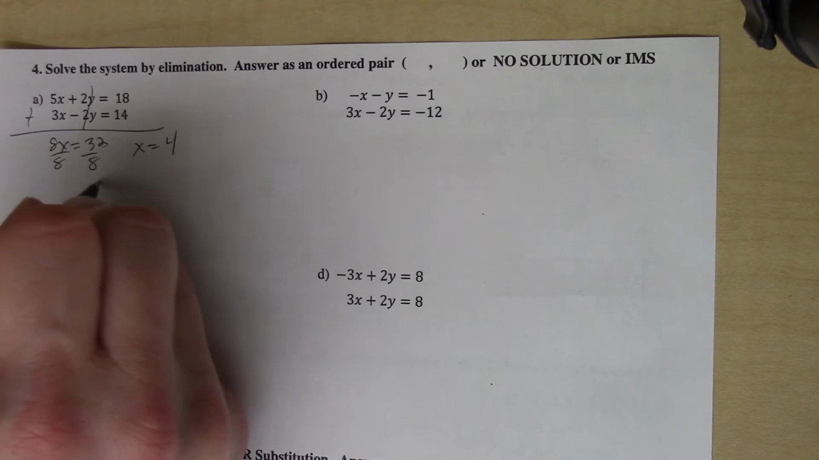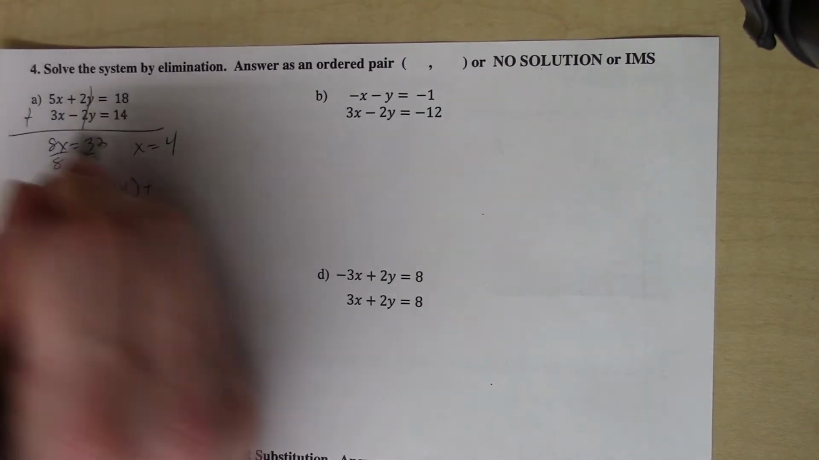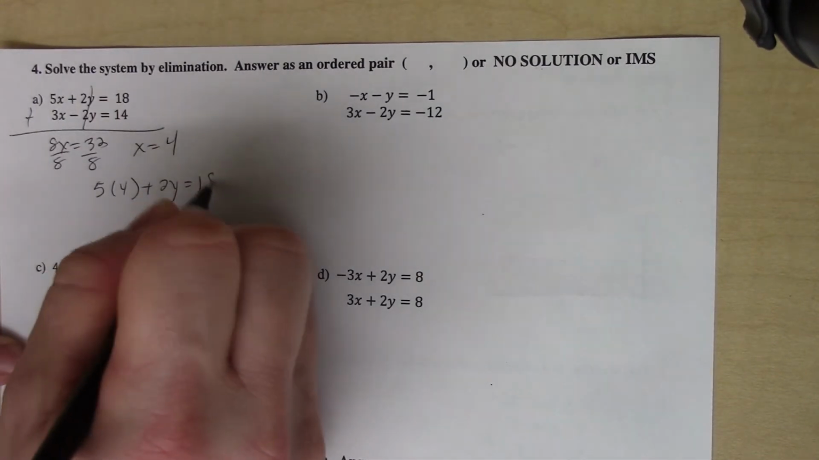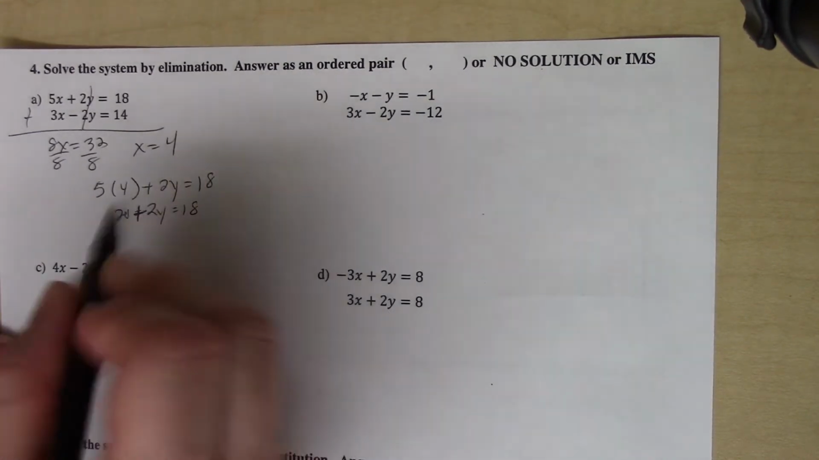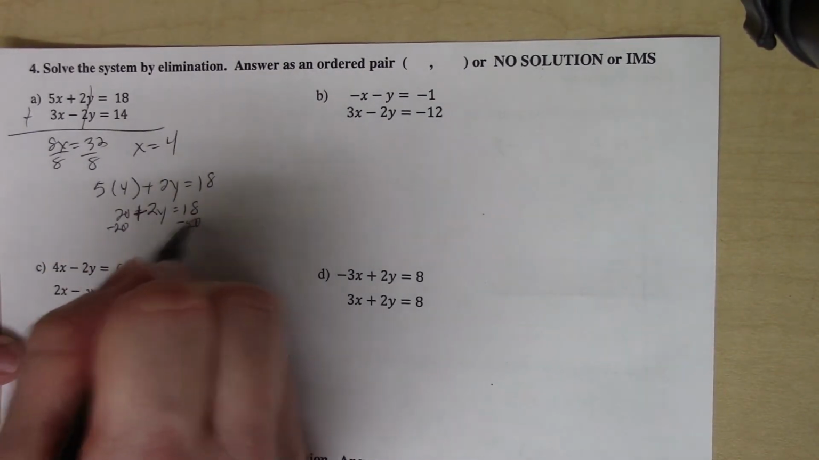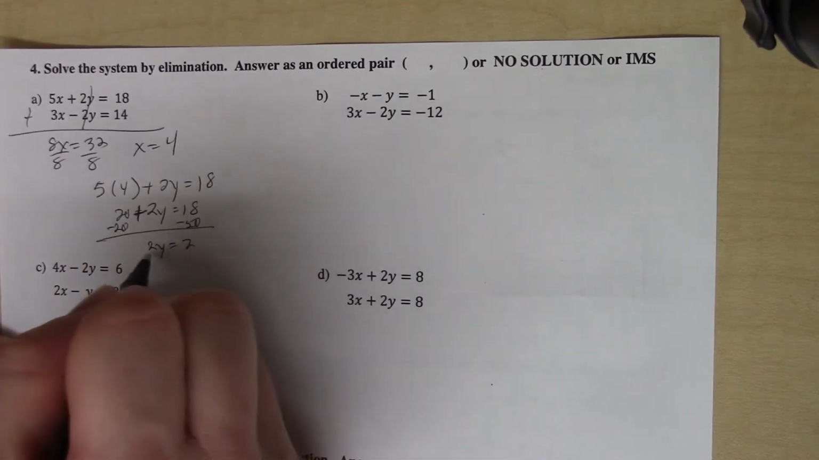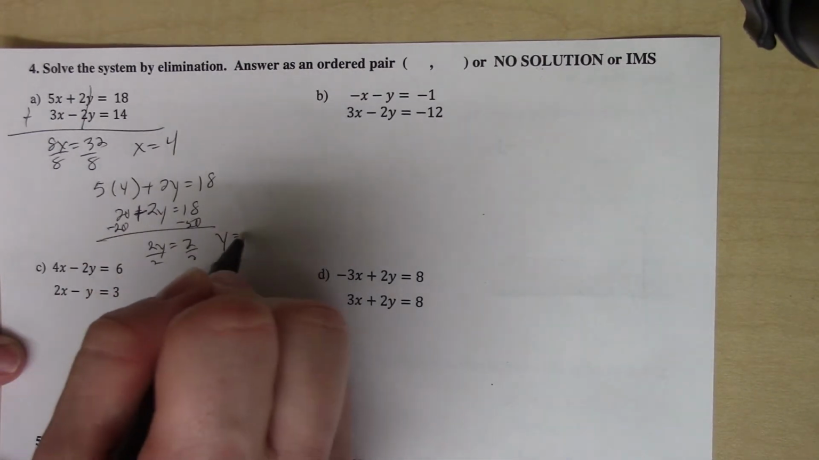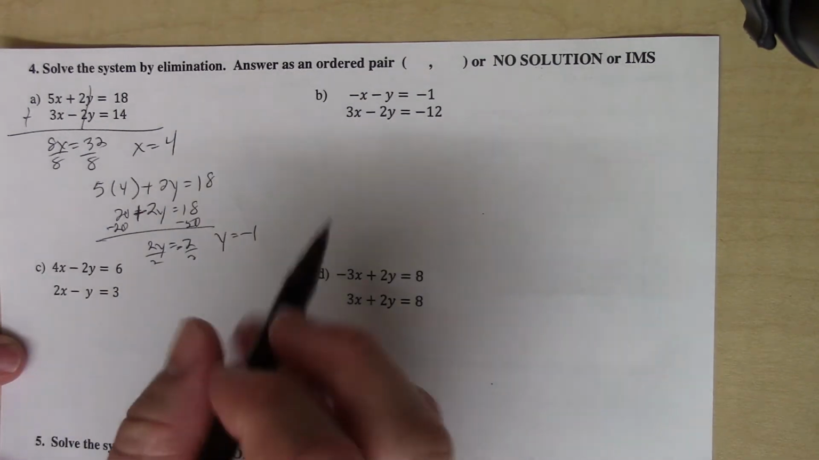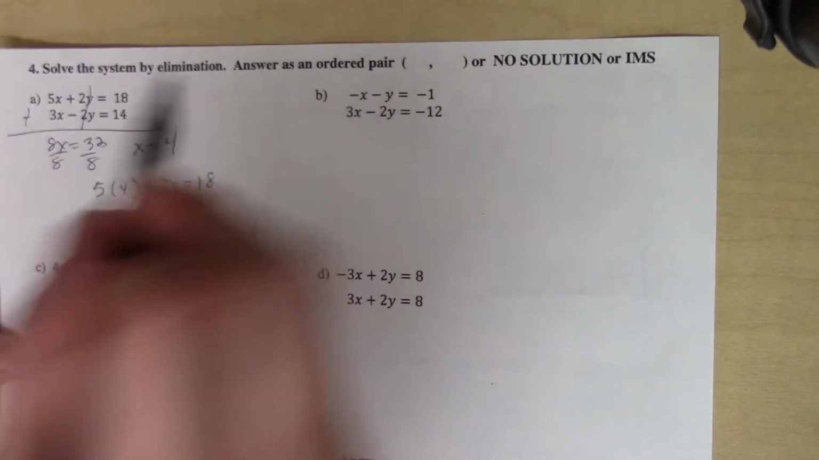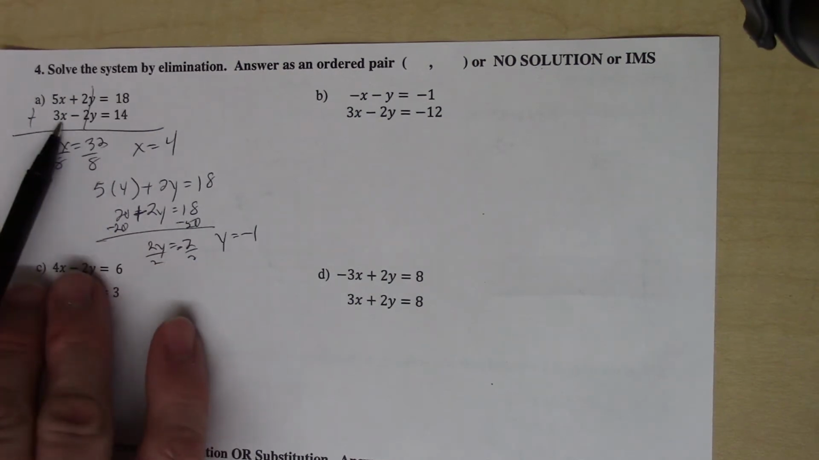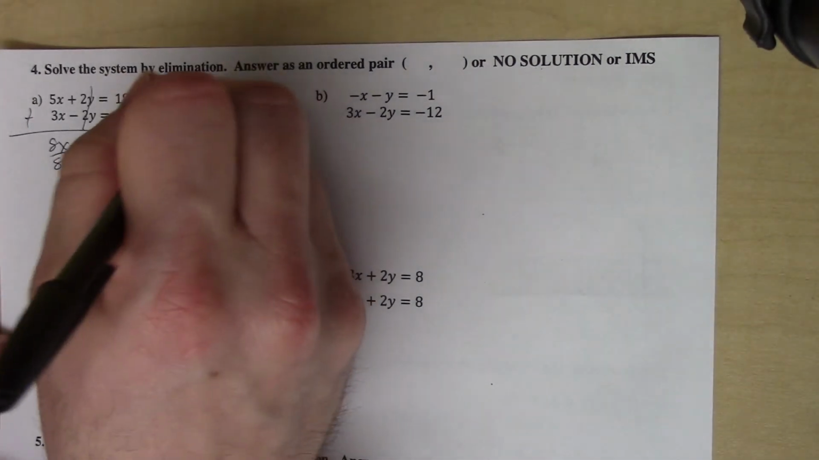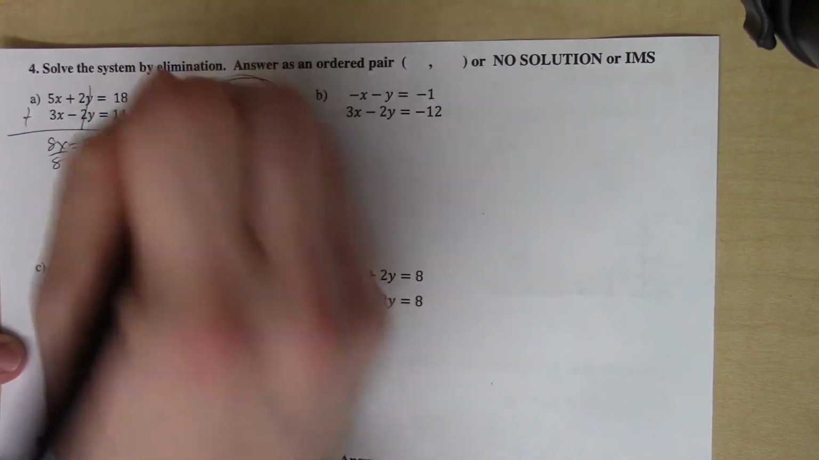And I go back and plug it in. I'm just going to plug it into the top one because I see a minus and I like to avoid that. So that's a plus right there. Minus 20. I get 2y equals negative 2. And I divide to get negative 1. Okay? So I should get (4, -1). Let me just double check. So 20 minus 2 gives me 18. 12 plus 2 gives me 14. Sure enough, it works.